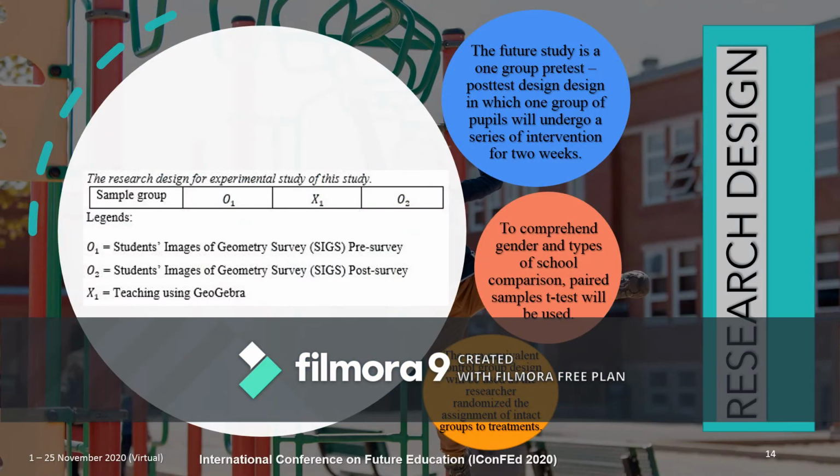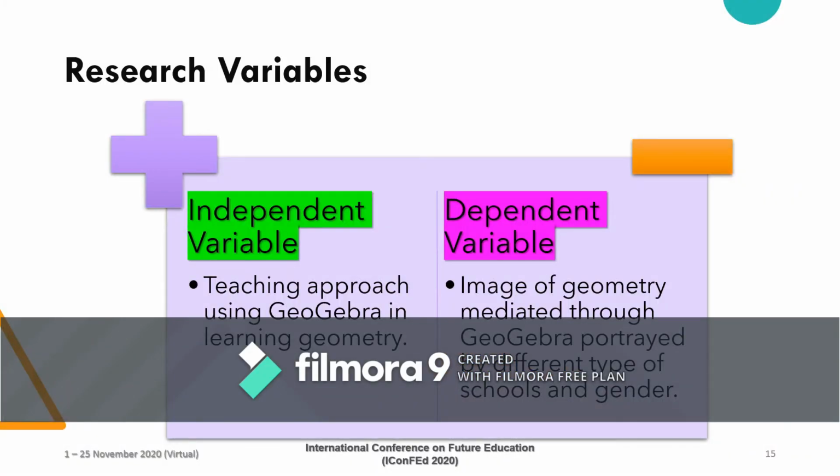The future study is a one-group pre-test post-test design in which one group of pupils will undergo a series of interventions for 2 weeks. The intervention is learning geometry using GeoGebra. For the research variables, the independent variable is teaching approach using GeoGebra in learning geometry, while the dependent variable is images of geometry mediated through GeoGebra portrayed by different types of schools and gender.